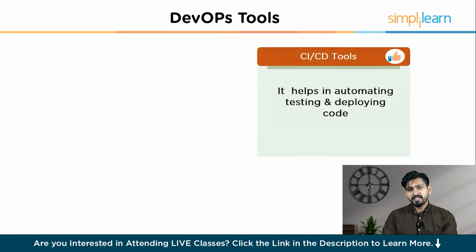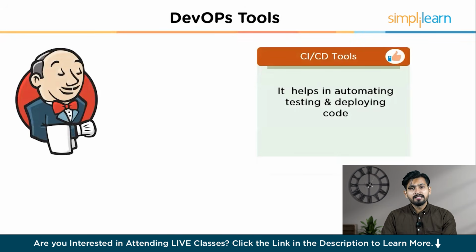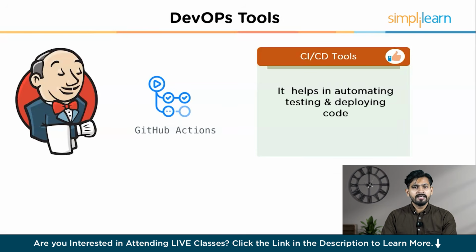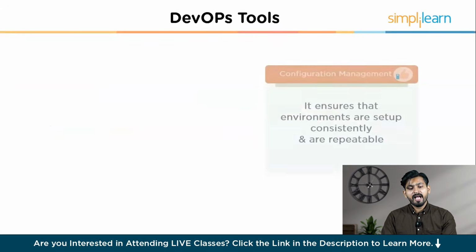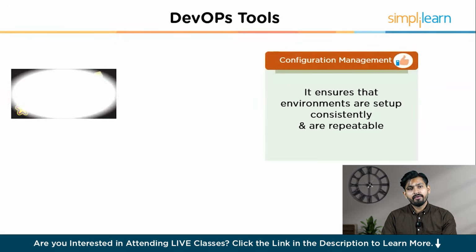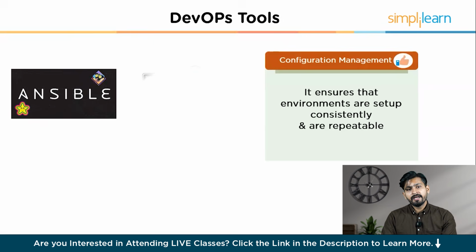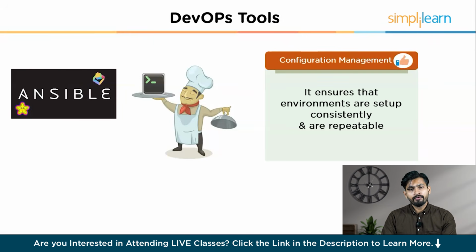So guys, we have CI/CD tools like Jenkins, CircleCI, GitHub Actions, which automate the stages of CI and CD, facilitating frequent and reliable code changes by automatically compiling, testing, and deploying the code. Then we have configuration management, where we have tools like Puppet, Chef, and Ansible, which automate the provisioning and management of your computing infrastructure and application. They ensure environments are set up consistently and are repeatable.